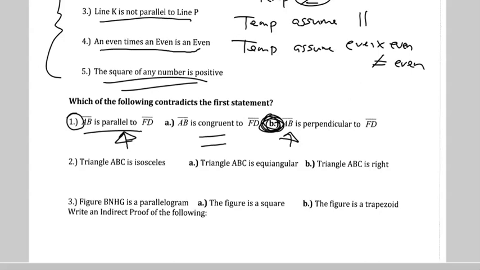If you got to a point in one of your indirect proofs and you already temporarily assumed that they are parallel and then you showed that they were perpendicular, you would say, this cannot be. You cannot have them being parallel and perpendicular. Therefore, this is a contradiction.